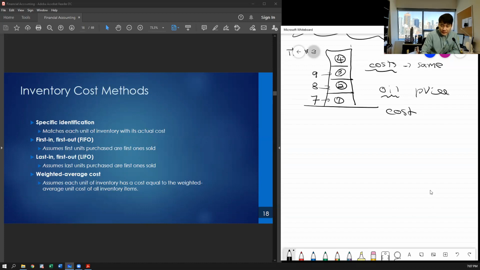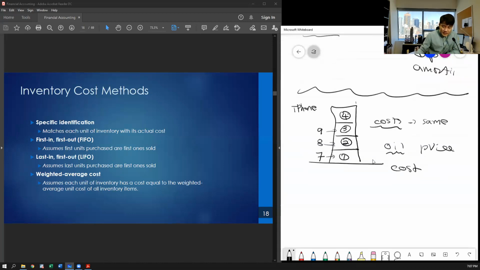Assuming that this iPhone stack number one, the cost is 7. This iPhone stack number two is 8, 3 is 9, 4 is 10. Using the specific identification system, let's say iPhone stack number two is sold during 2021. That means the company will report this cost of goods sold of $8. Okay, that's the specific identification system.